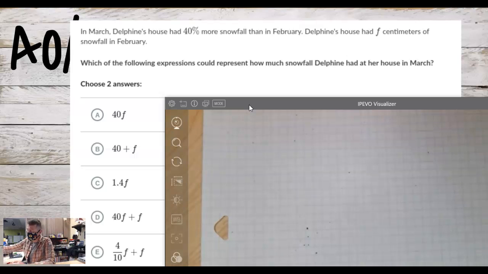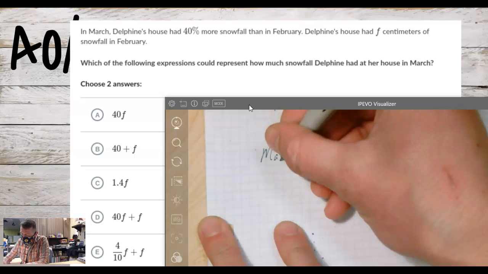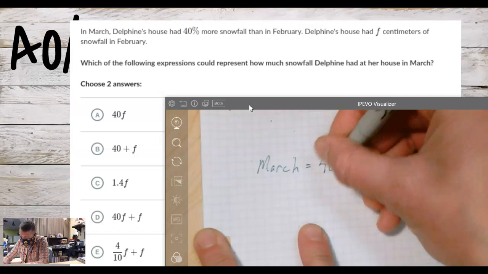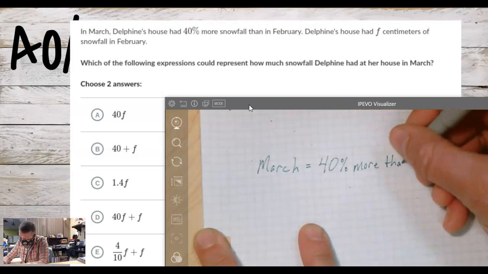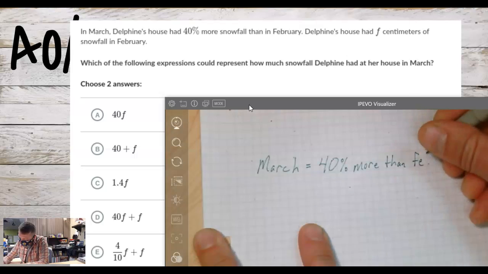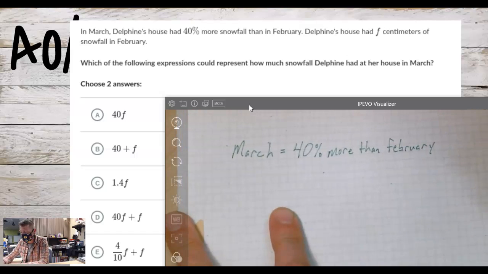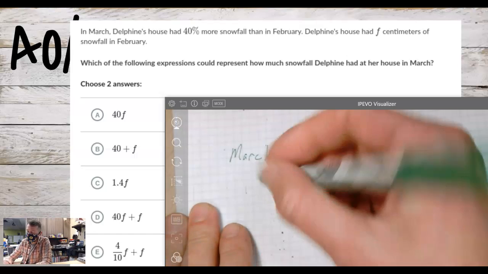So what we're told, I'm going to use green, thinking about March, but then again, we're talking about snow, is that in March... Oh, can I do that? Sure, yeah. February. Always a fun word to write. So if March had 40% more snow than February, we can rewrite March as M.